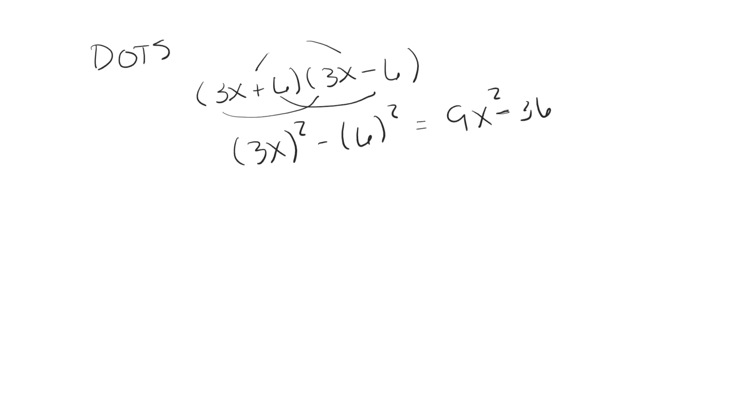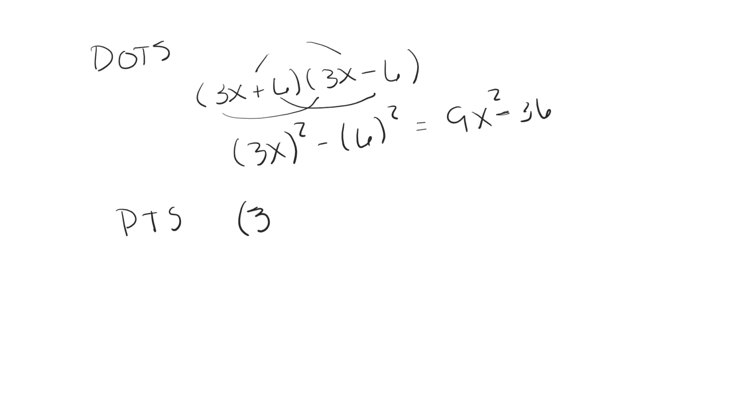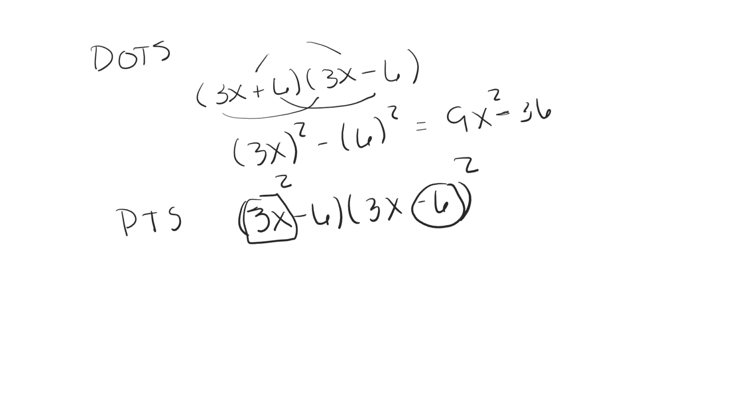DOTS. PTS. And we use the same numbers as above. We have 3x minus 6 times 3x minus 6. You square the first term. You square the last term. And then you take the 2 in the middle, multiply them together times 2.